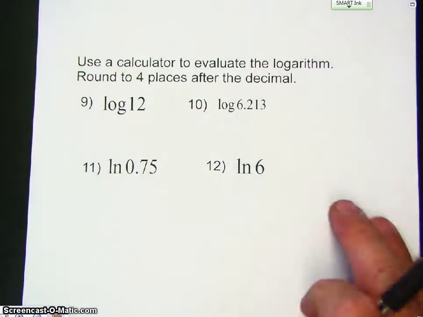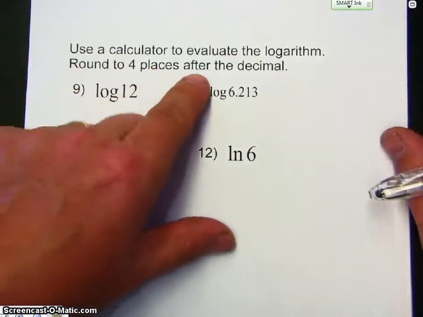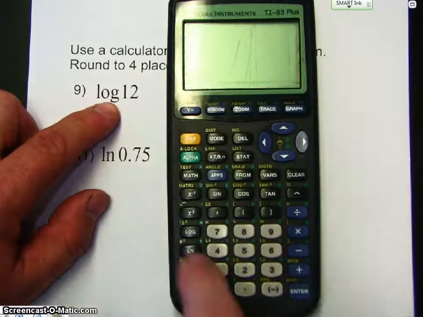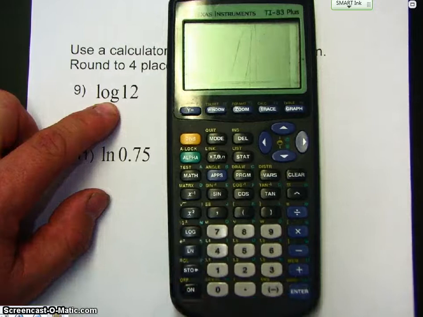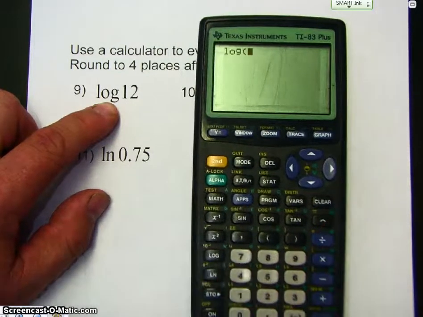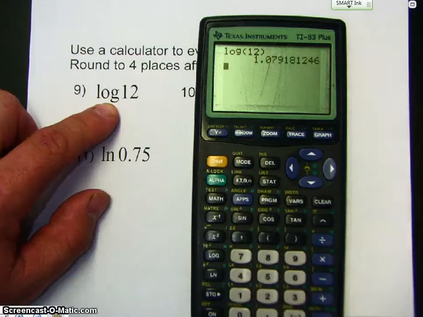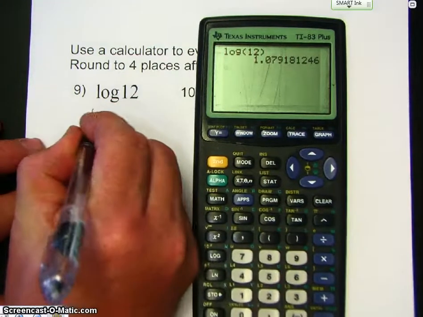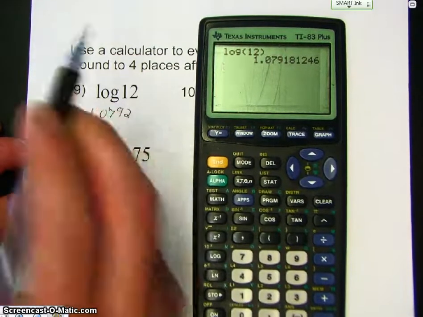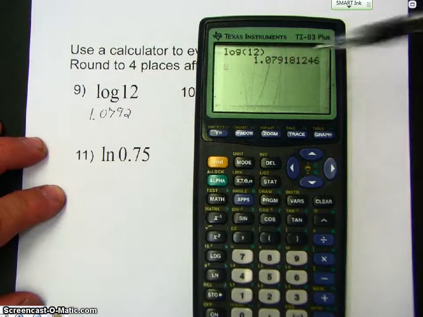Now we're going to use a calculator to evaluate these 4 logarithms. Alright? And we're going to round to 4 places after the decimal. So we want to do log 12. So I do log. First of all, turn it on. I'm going to do log 12. Hit enter. So we get 1.0792. 1, 2, 3, 4 decimal places. So I gotta look at the 5th to determine if I round up or not.